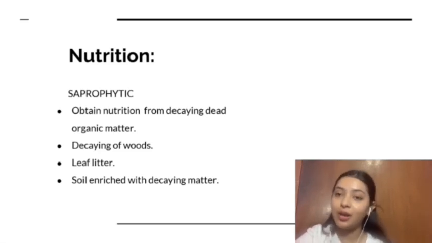Basidiomycetes are generally saprophytic, that is, they obtain their nutrition from dead decaying matter. For example, from dead decaying wood, from dead decaying leaves, and soils that are enriched with dead decaying matter, etc. Moving on to the next.